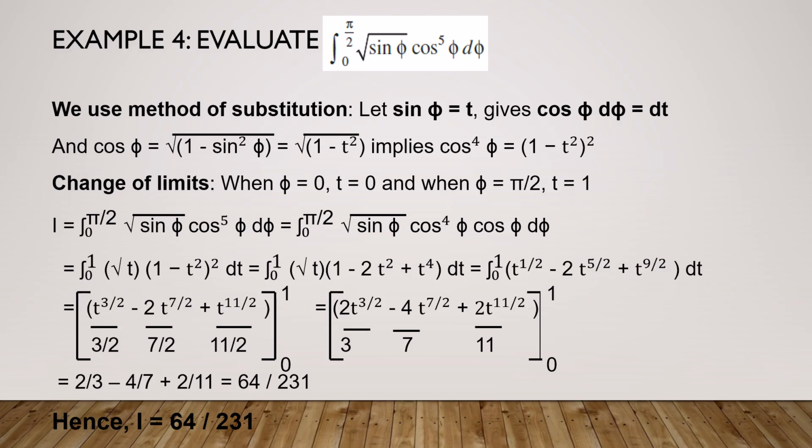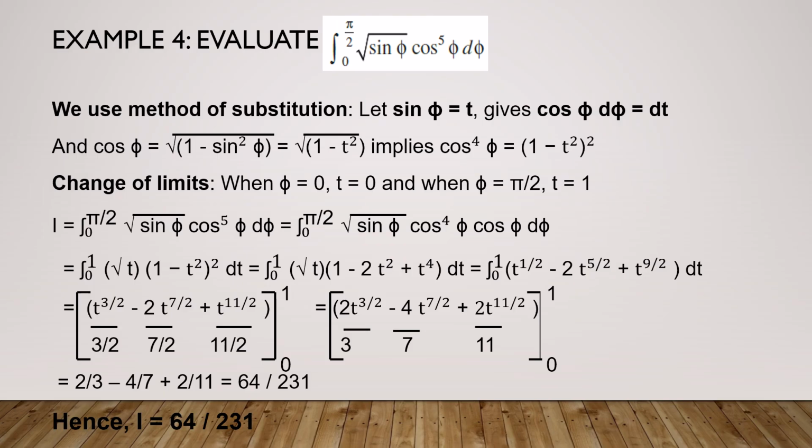Now the original integral. In the original integral, cos⁵φ can be written as cos⁴φ into cos φ. Why? Because you have to change dφ to dt, and dφ is dt/cos φ. So if I take one cos outside, then cos φ dφ is dt. Correct? So now our original integral becomes the integral from 0 to 1 of √t into (1 − t²)² into dt.